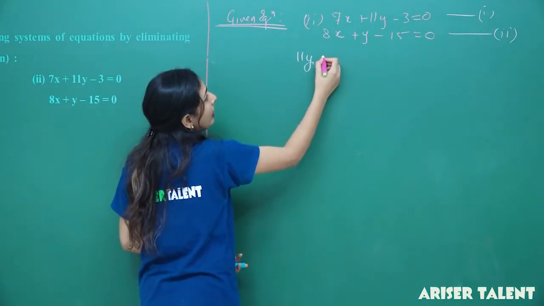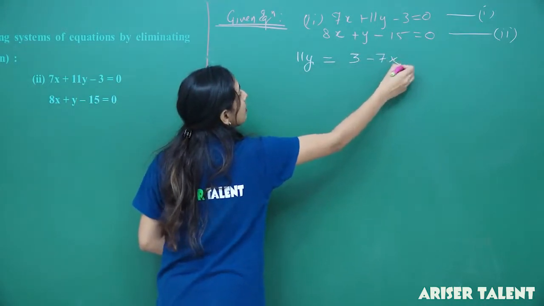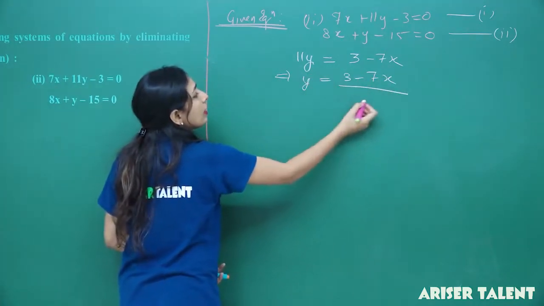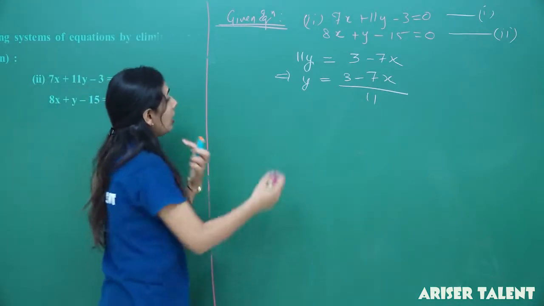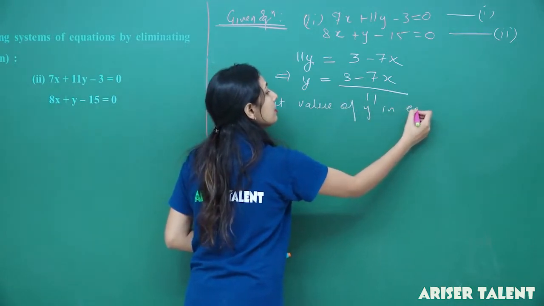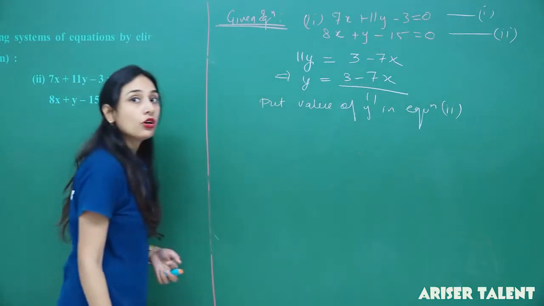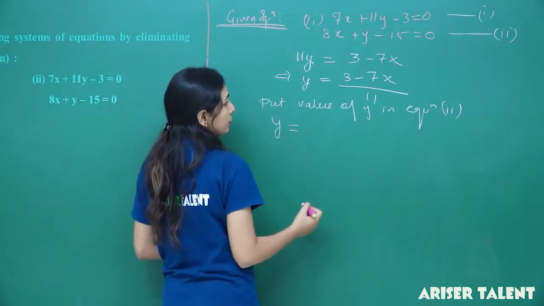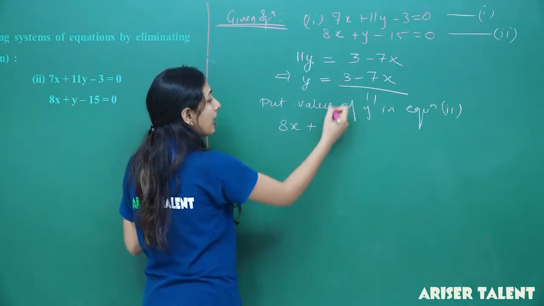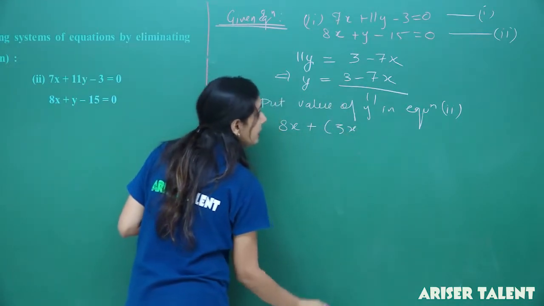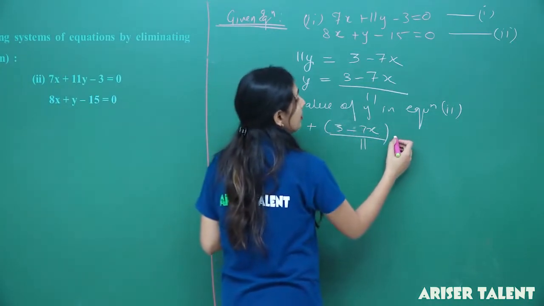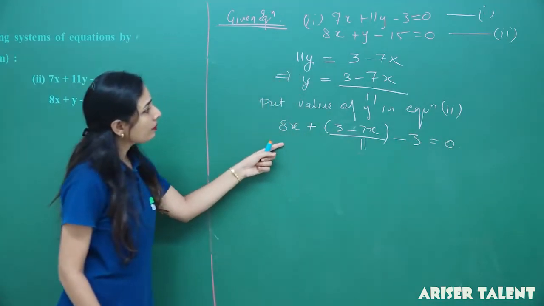So that will be 11y = 3 - 7x, which implies that y = (3 - 7x)/11. Now I will put this value of y in equation 2, right? So the second equation is 8x + y, which is (3 - 7x)/11, minus 15 equals 0.